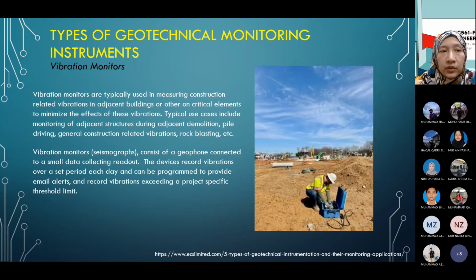And the next one, vibration monitors. The vibration monitors are typically used to measure construction-related vibrations in adjacent buildings or other critical elements, to minimize the effect of these vibrations. Typical use cases include monitoring of adjacent structures during adjacent demolition, pile driving, general construction-related vibrations, or rock blasting. Remember, if I'm not mistaken, during pile installation we also install some kinds of instruments.